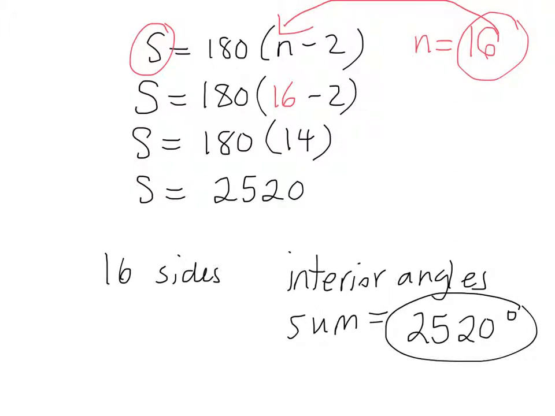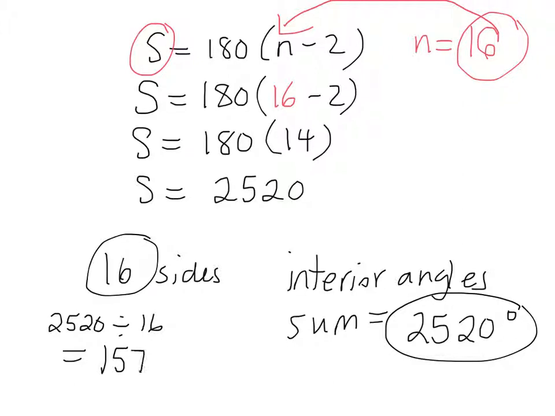If this is the sum and there's 16 sides, how many angles are there? If there's 16 sides, there's how many angles? 16. What is the measure of each angle then? We know the total and we know how many angles there are, so how do I find out how many degrees is one angle? Divide 2,520 by 16. Good, and that was question B. So what was the answer? 157.5 degrees. Each angle is equal to 157.5 degrees.